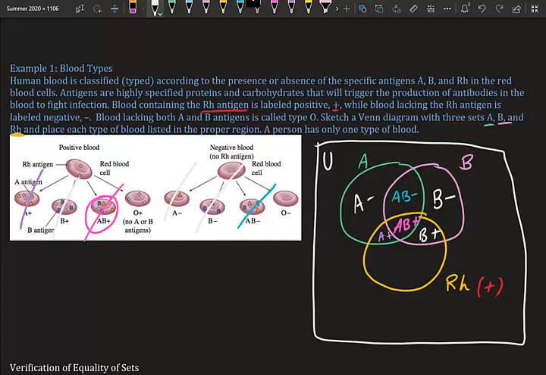Now we need to figure out what goes in RH, because we still have blood types. We have O positive and O negative. If it doesn't have A and B, but it has the positive, we would say that is O positive. So it does contain the RH antigen, so it is positive. Last but not least, on the outside, we have O negative, because O has nothing to do with A and B, and negative means it's not RH.